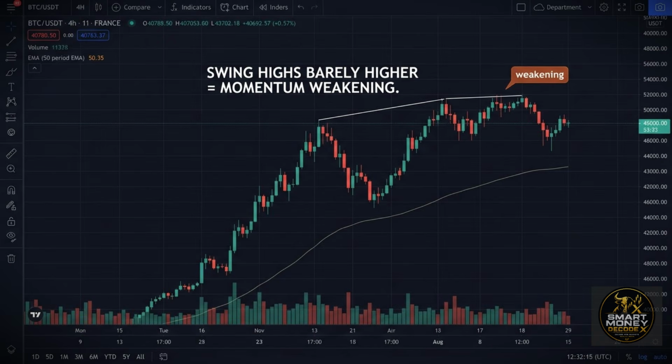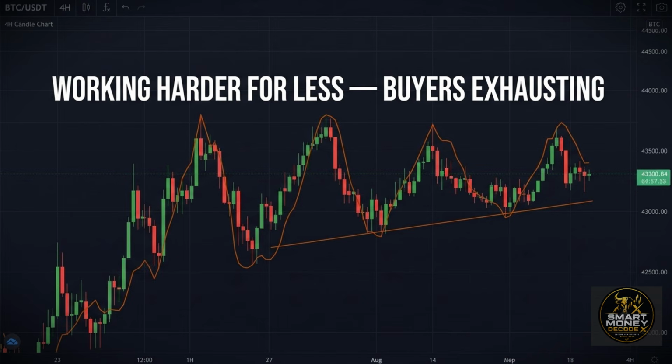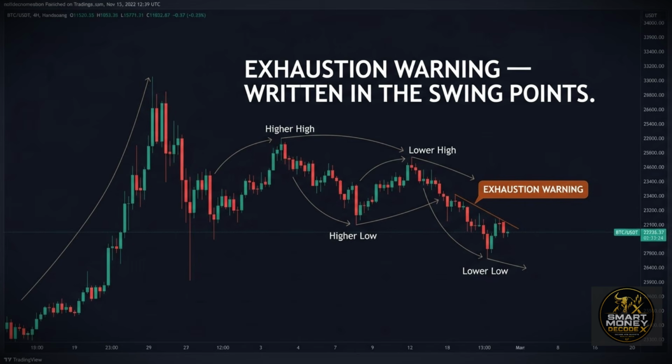A bullish trend where the swing highs are getting harder to make, where the highs are barely above the previous high, and where the swing lows are barely holding above the previous low, tells you a different story. Momentum is weakening. The buyers are having to work harder for each new high, and they are barely maintaining the lows. That trend is approaching exhaustion. It may not reverse immediately, but the warning is written in the progressively weakening swing points.